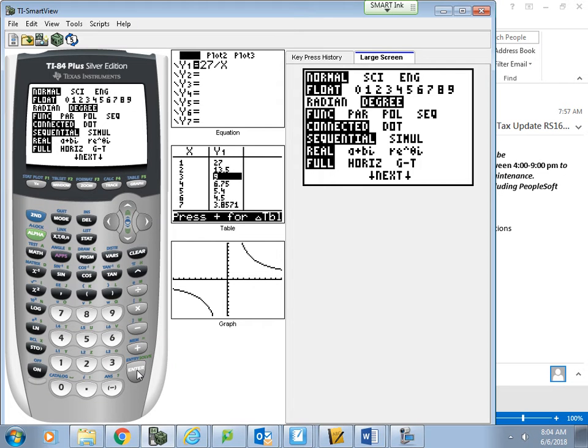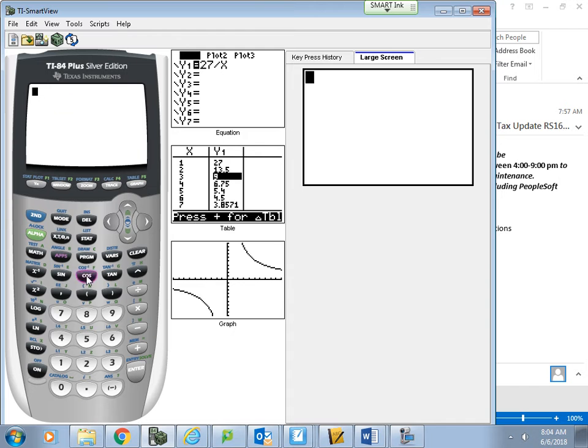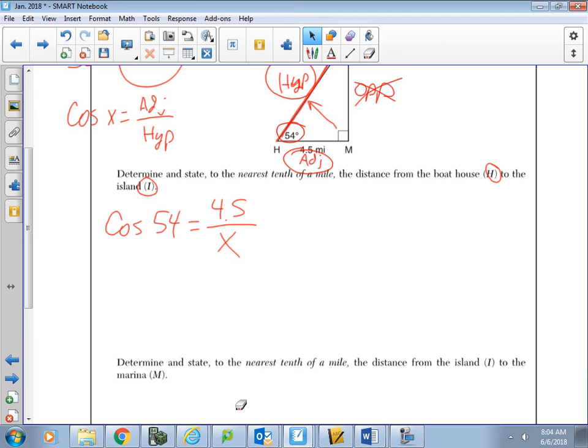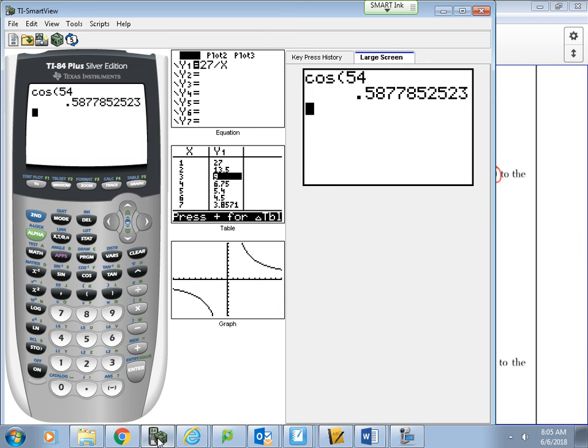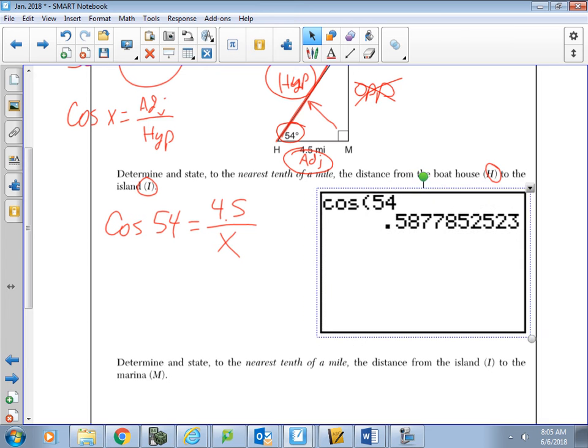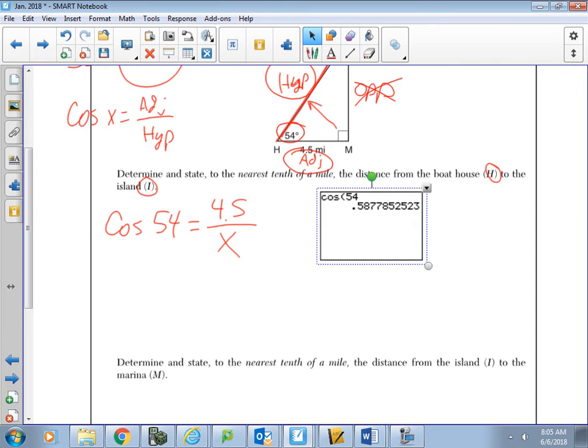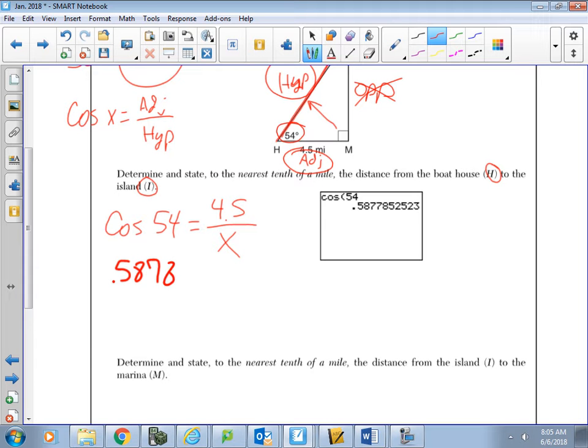All right, I'm going to do cosine of 54. I'm going to round that to 4 decimal places, which would be 0.5878. I have to put the 0 over here. Equals 4.5 over x. Now I just put this over 1.